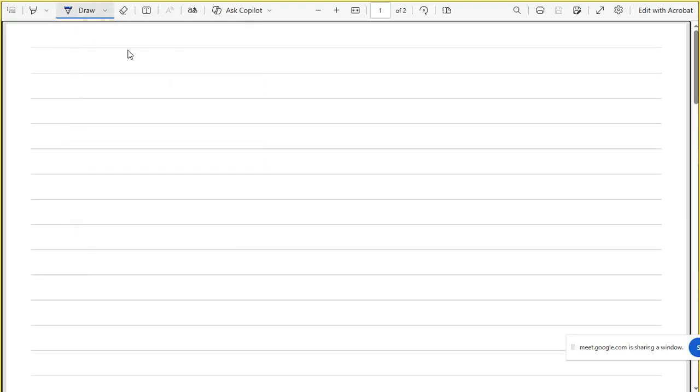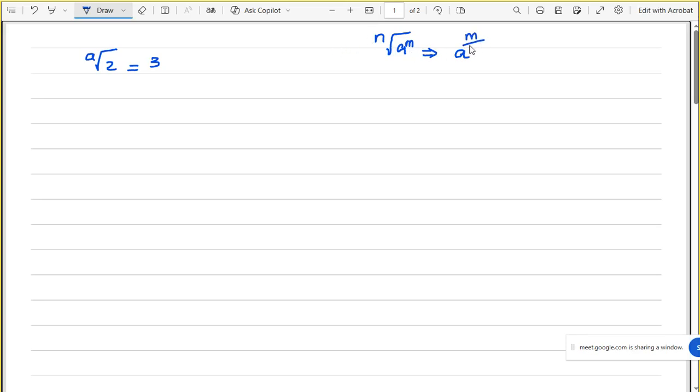Look at this. The first one, we are given A, the root 2, and they say this is equal to 3. Now, if I have the nth root of A to the power m, when I remove the root, the exponent inside, m, becomes the numerator, and the n becomes the denominator. So the 2 is to the power 1, we can write this as 2, the 1 on top, and the a on bottom. That's how you remove the root.